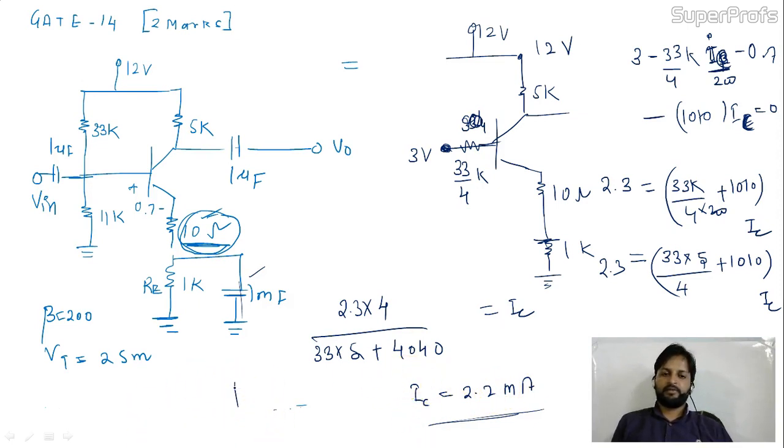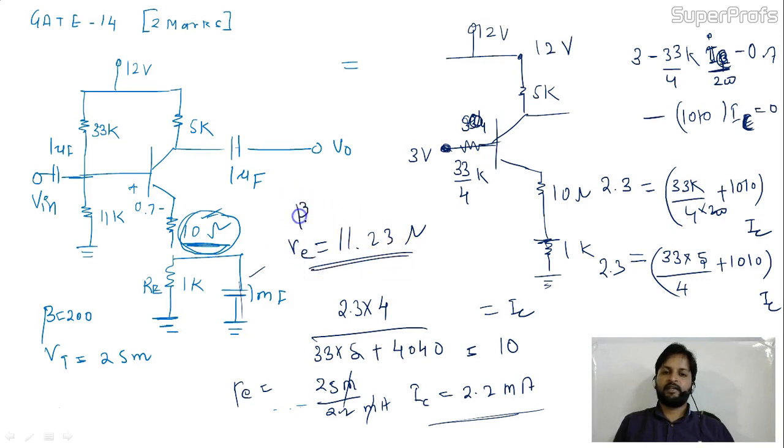Now RE is VT divided by this. VT is 25 milli divided by 2.2 milli. So the milli will cancel out. It will be nearly 10 point something. Is it okay? Actually it will be 11.23 ohm. So this is your RE.